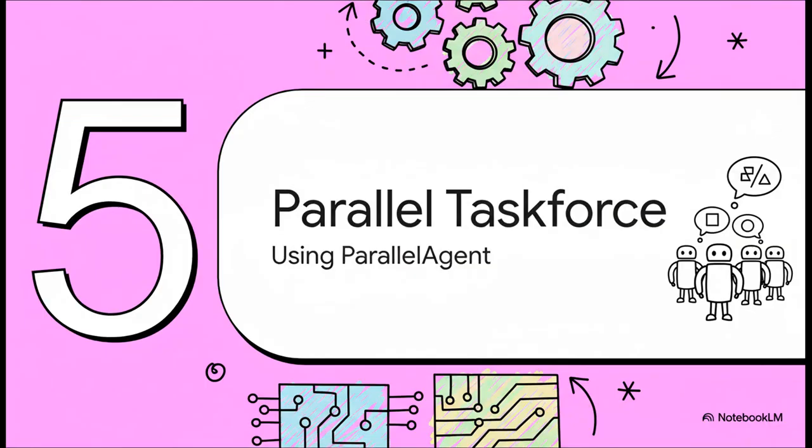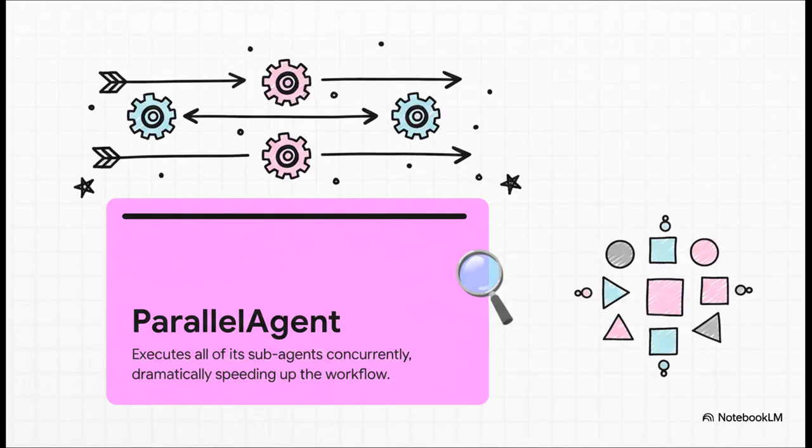The assembly line is great, but it's not always the fastest. Sometimes it creates a bottleneck if certain jobs could actually be done at the same time. And that brings us to our second pattern, which is all about speed and efficiency. The parallel agent is exactly what it sounds like. It lets loose a team of agents to all work on their tasks at the exact same time.